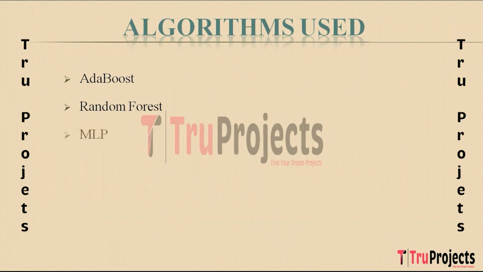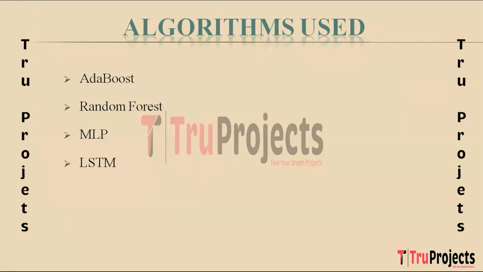The next one is MLP, that is multi-layer perceptron. MLP is a type of neural network with multiple layers that can learn complex patterns within the data, making it suitable for detecting intricate fraud patterns in credit card transactions.